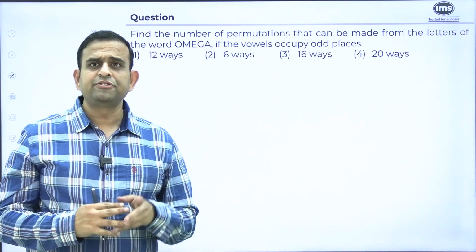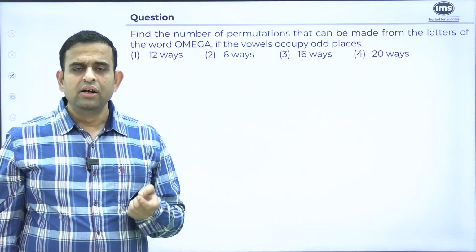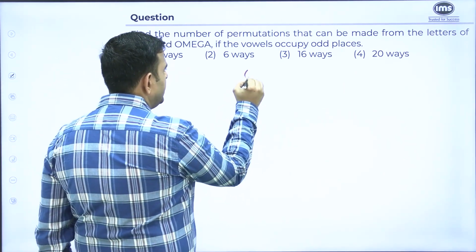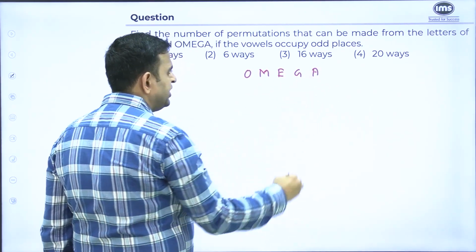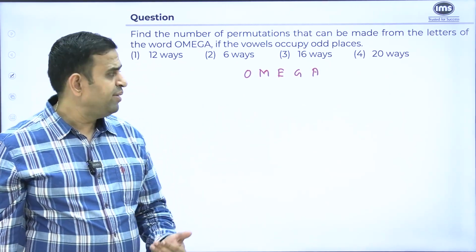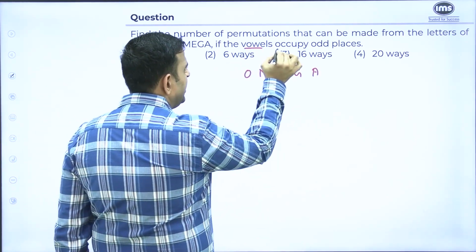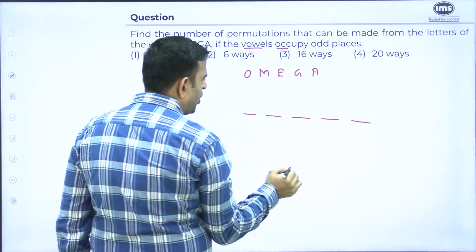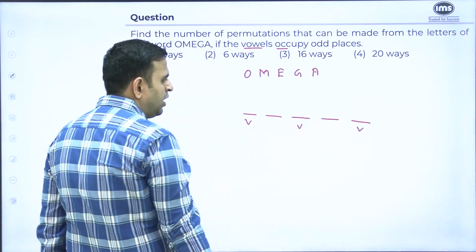In the next sum, it says find the number of permutations that can be made from the letters of the word OMEGA if vowels occupy odd places. So if I write down first of all the word OMEGA, which comprises of, one can say, 3 vowels O, E and A all distinct, and 2 consonants, namely M and G over here. And the vowels must occupy odd places. So we have 5 positions, and what we want is that vowels should take up these slots. And what are the positions?